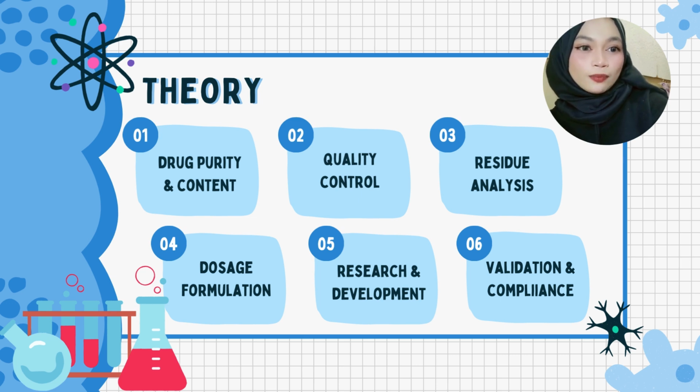They help ensure compliance with regulatory requirements and standards set by agencies such as FDA, Food and Drug Administration, or EMA, European Medicines Agency. Overall, gravimetric analysis plays a critical role in maintaining the quality, efficiency, and safety of pharmaceutical products throughout their life cycle, from development through to manufacturing and quality control.